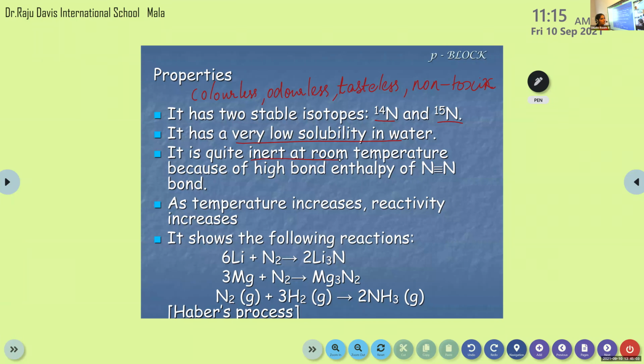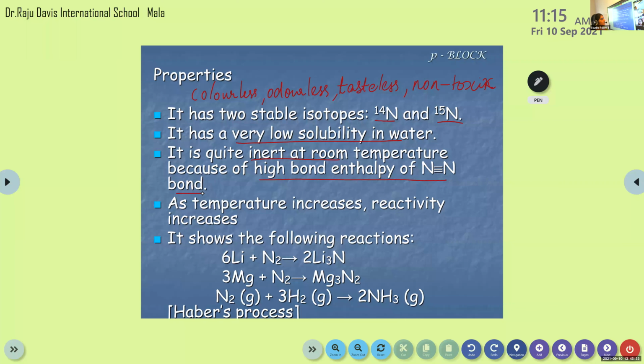What's the meaning of inert? It is not highly reactive. The reason is the high bond enthalpy of the nitrogen-nitrogen triple bond. In dinitrogen, a triple bond exists between two nitrogen atoms. Due to this triple bond, it is quite inert at room temperature. It is not involved in certain chemical reactions and does not take part in chemical reaction.